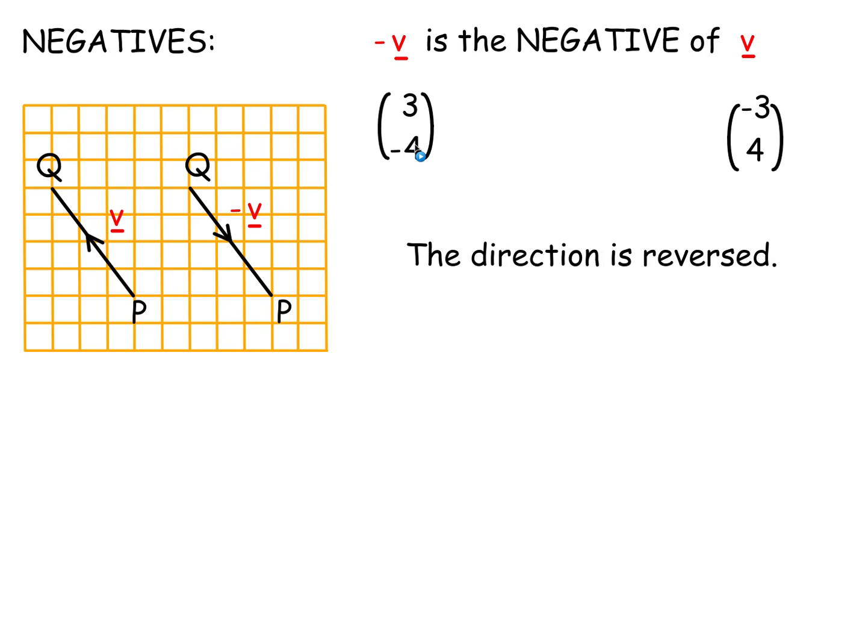So notice the direction is reversed, the letters are reversed, and also the components reverse sign. Negative 3 became positive 3. Positive 4 became negative 4. So when the direction is reversed, the letters get reversed, the components reverse sign. The components get multiplied by negative 1. So QP is the negative of PQ. So when you reverse the letters, you're getting the negative.